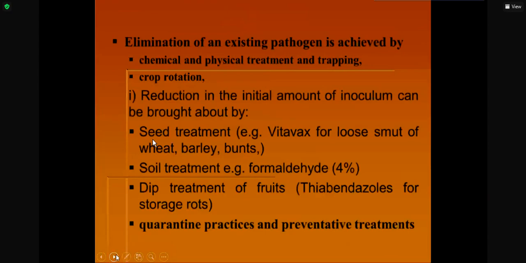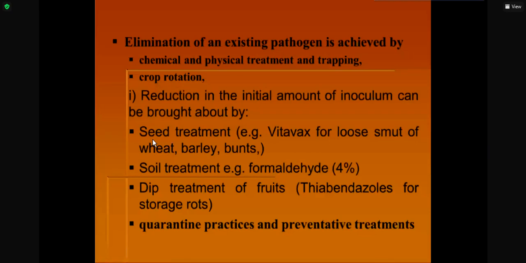Okay. So elimination of existing pathogen, we can do it by a number of chemical pesticides, or by following different physical methods that Professor Atikur Rahman discussed. And we can eliminate the pathogen by crop rotation, I have discussed. And we can reduce the initial amount of inoculum by seed treatment and soil treatment, because the pathogen is present in the seed. So we have to treat the seed and the soil in order to kill the pathogen present in the seed and in the soil. And we can do it by a number of chemicals, for example, Vitavax for seed treatment, by formalin or formaldehyde. In case of soil treatment, we can dip the fruit in the thiobendazole solution.